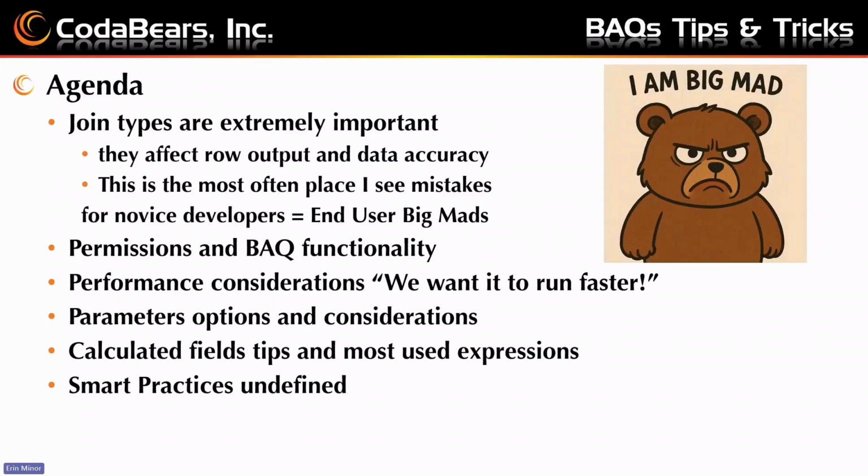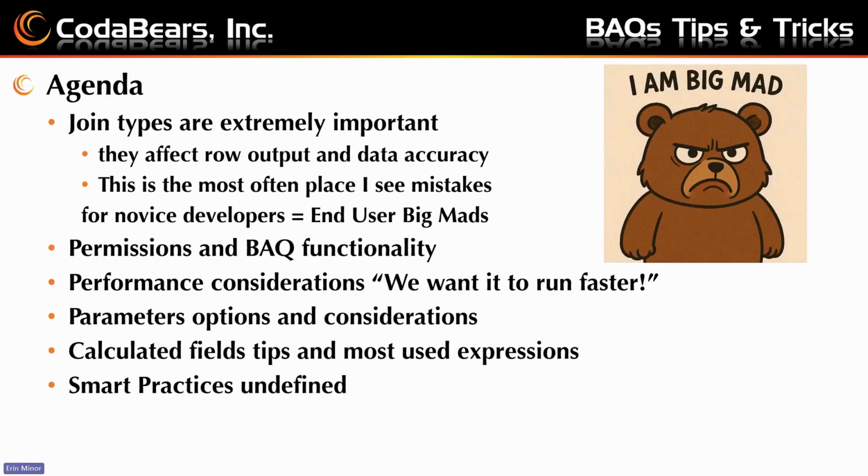Okay, let's talk about our agenda today. Some of the tips that I think are the most important is join types. They are really important in terms of data accuracy and getting the right data for what you're looking for. I often see mistakes here for novice developers, and it often makes the end user very mad. It makes them big mad.